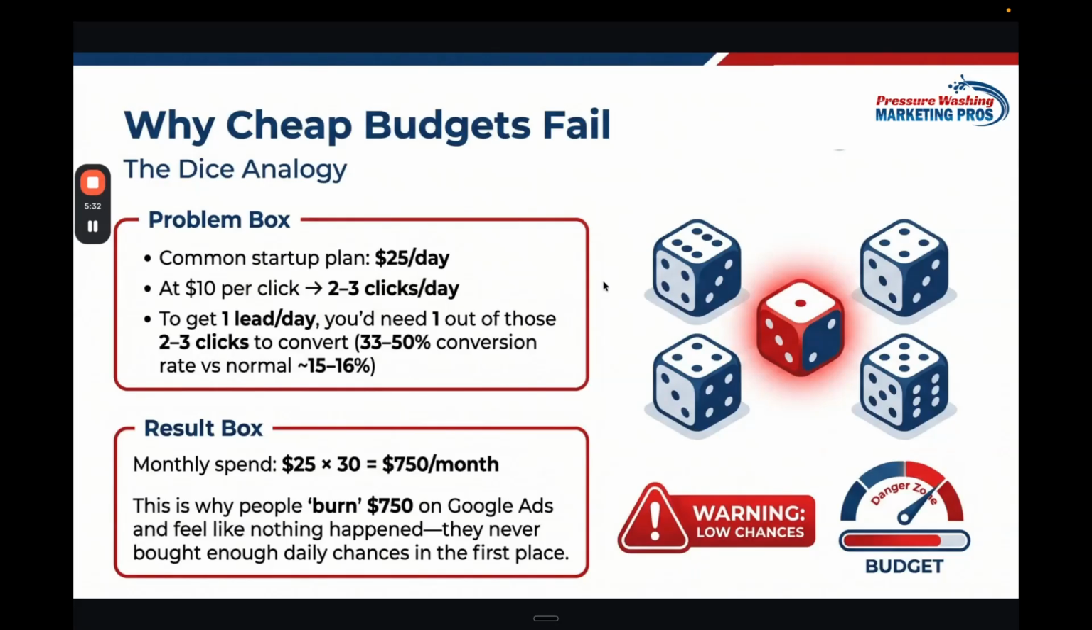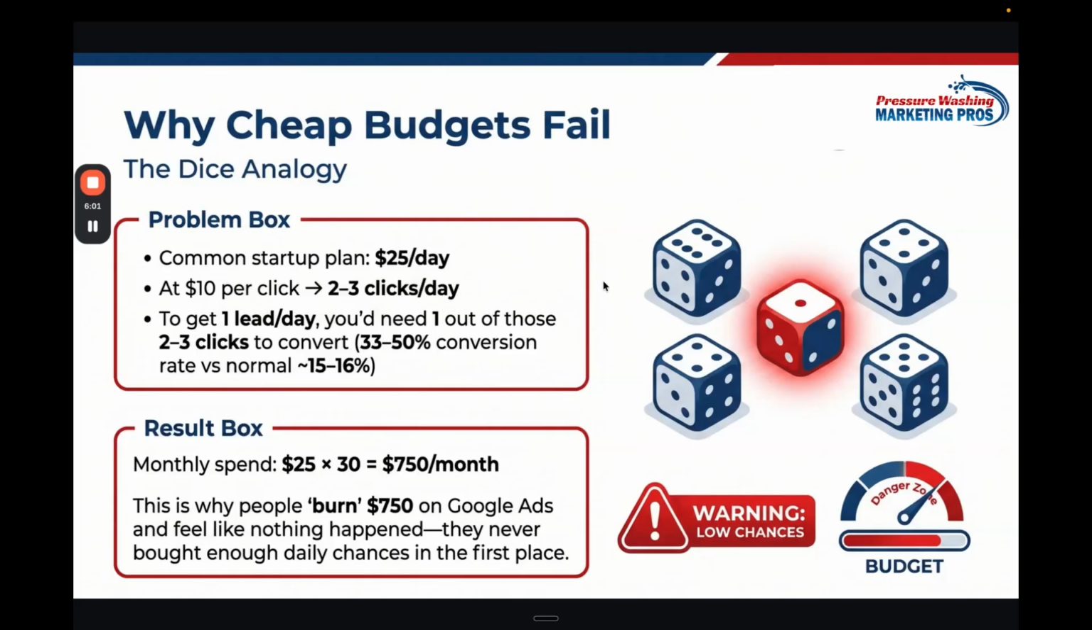And typically what you're going to see is about 15 to 16% of people convert on your ads if they're run properly, which is going to be 1 out of 6 clicks, 1 out of 5, usually 1 out of 5 to 7 clicks is what you're typically going to see. So it's going to be hard for you to convert every single day at 33 to 50%. And so what ends up happening is you might go 4 or 5 days without getting a single lead.